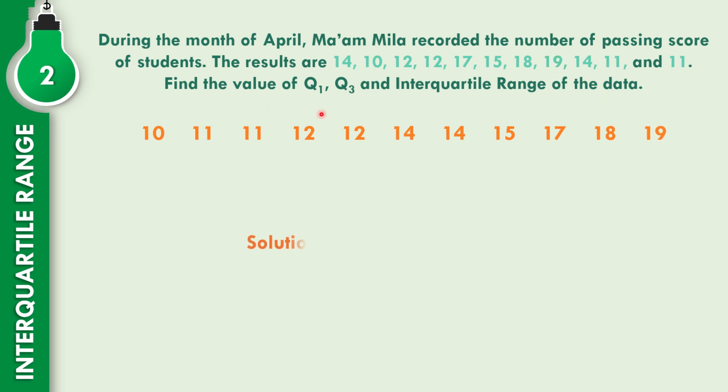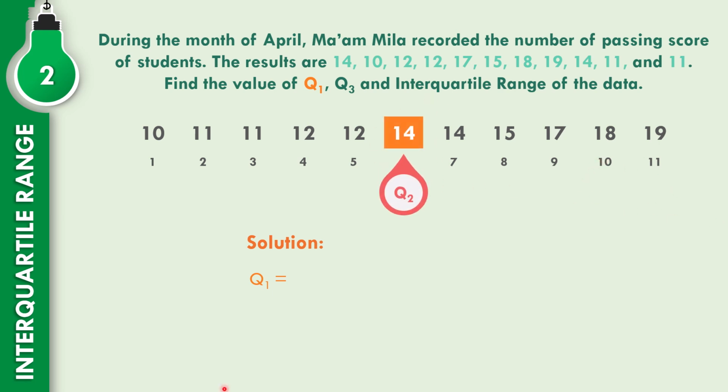So let us solve now for the quartile 1 or the Q sub 1. Before we identify the Q sub 1, let us count those numbers. If we count those numbers, that is 11. So let us find the middle, that is the quartile 2, or the median. So the middle is 14. So it means the quartile 2 is equal to 14.